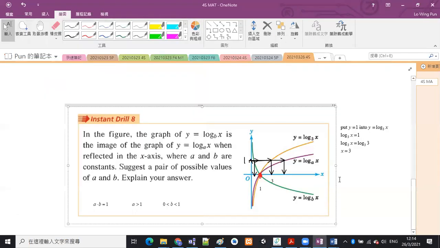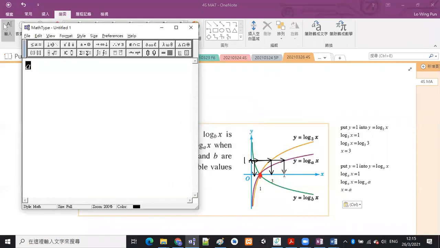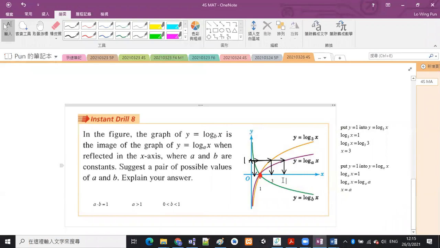Okay, which means that the x value of this point should be equal to a. Can you get this? Okay, 咁係咪見到咧 a 應該係大過3啊？A should be larger than 3. Can you get this? And then, how about the green line?